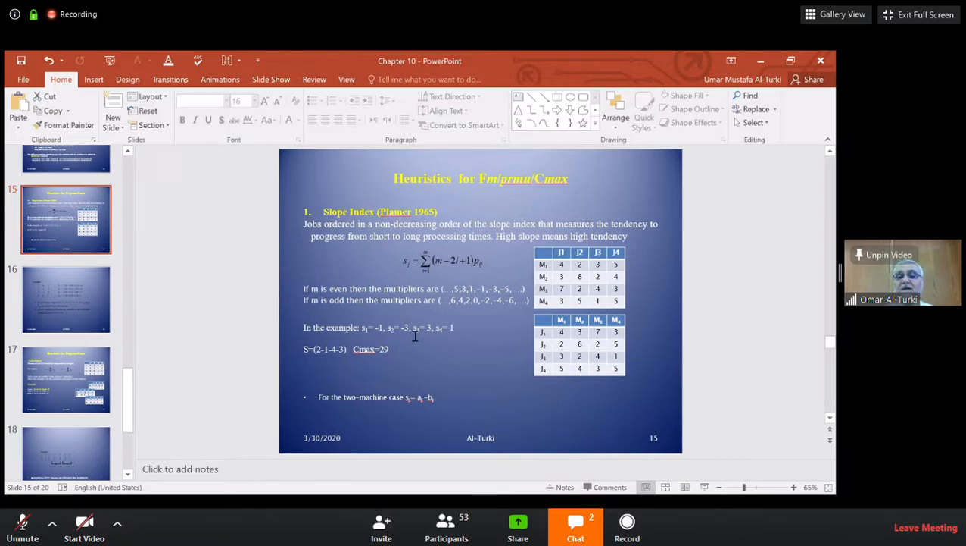But the slope tries to measure in general: does it tend to be higher or lower? And this is a measure of that behavior. You see the point? The ones that have a tendency to be higher as you go through machines will be put in the beginning, and the other way around. Is the idea clear, guys? Just to have some sense of what we are doing.